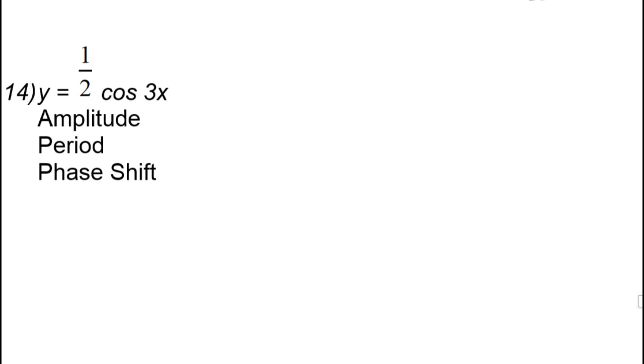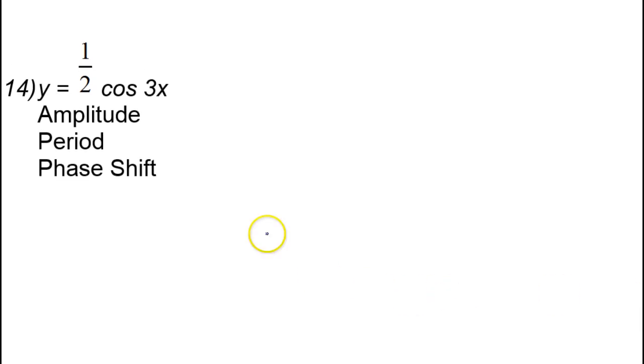All right, this is the last problem of this video. Let's give it a try. This is my A value. That determines the amplitude, so the amplitude is 1/2. Notice that even if this was negative, the amplitude would be positive. The amplitude is always positive. This is the B value.